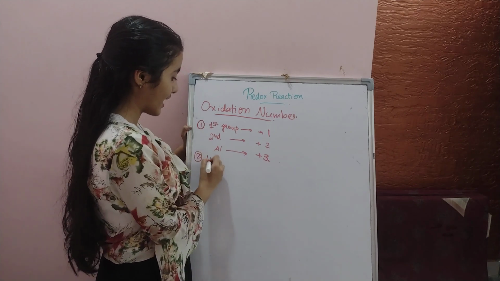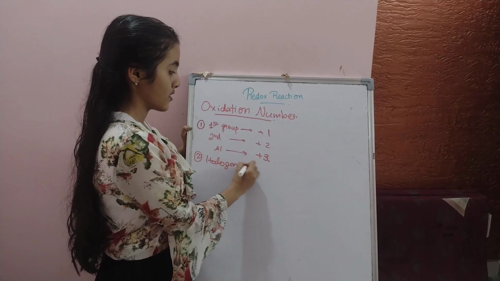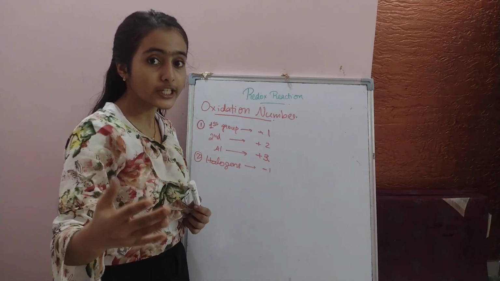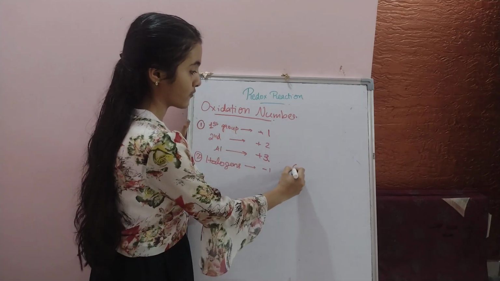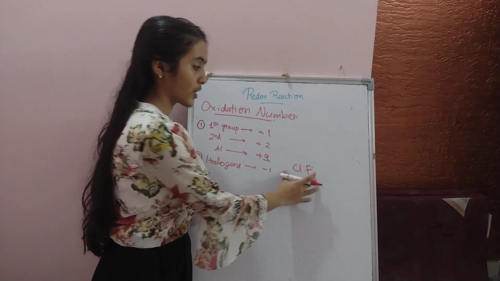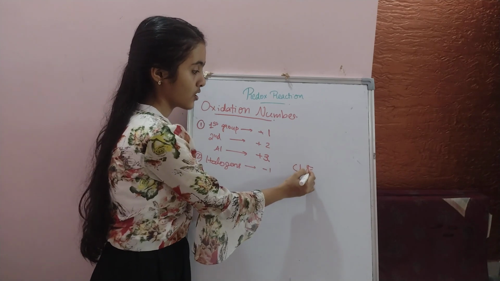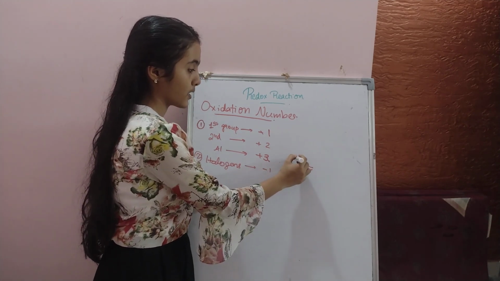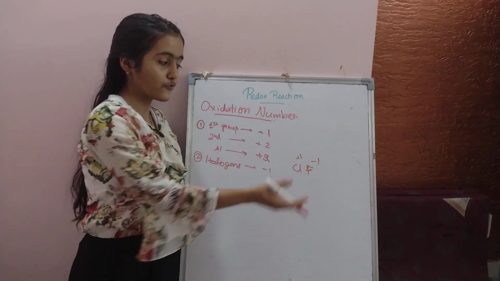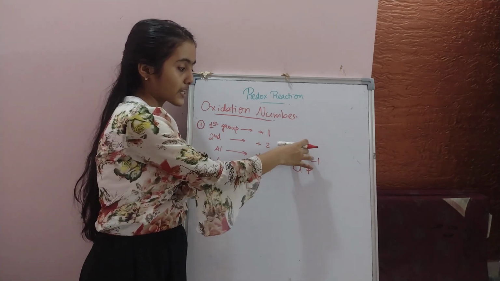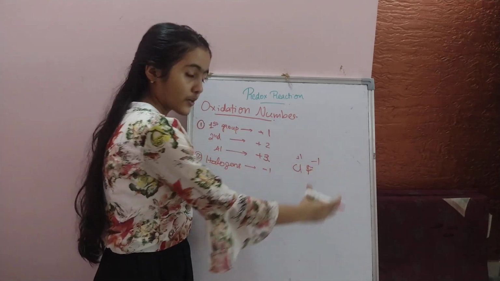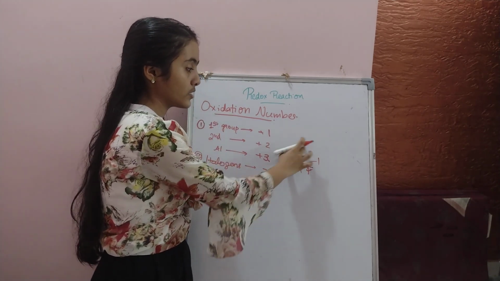Second point, halogens. For halogens, the usual oxidation number is -1, almost. But when a more electronegative element is present, for example, let's take chlorine: if chlorine and fluorine are present in a compound, chlorine has the oxidation number +1 and fluorine has the oxidation number -1. Chlorine is also a halogen, fluorine is also a halogen. We have written that halogens have oxidation number -1, but here chlorine and fluorine are present, and we are giving chlorine the charge +1.